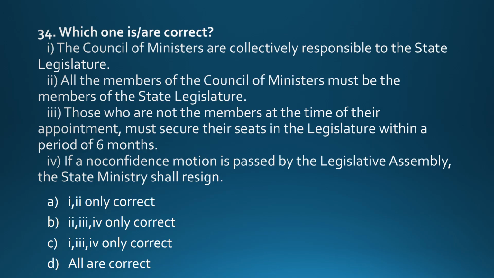Question number 34. Which one is or are correct? 1. The Council of Ministers are collectively responsible to the state legislature. 2. All the members of the Council of Ministers must be the members of the state legislature. 3. Those who are not the members at the time of their appointment must secure their seats in the legislature within a period of 6 months. 4. If a no confidence motion is passed by the Legislative Assembly, the State Ministry shall resign.